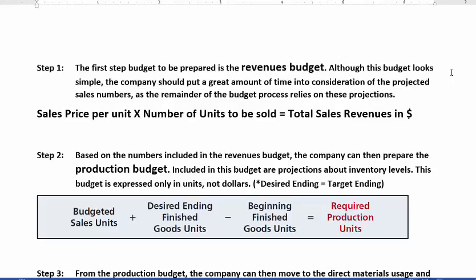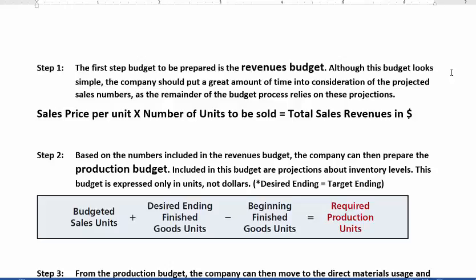So this budget looks simple, but the company should put a great amount of time in consideration of the projected sales numbers, as the remainder of the budget process relies on these projections. Again, everything is going to flow from the revenues or sales budget.